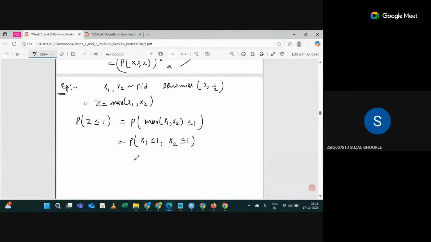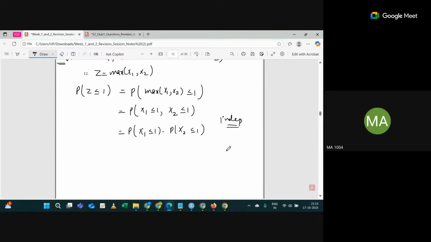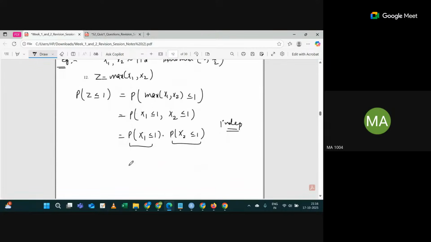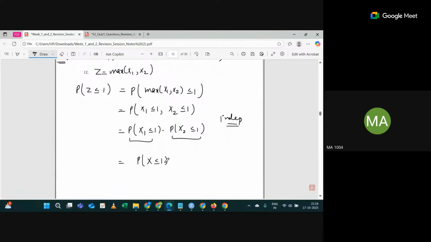I can write probability x1 less than or equal to 1 times probability x2 less than or equal to 1, because these two are independent. Since these two are IID also, if you calculate probability x1 is less or equal to 1 from the binomial, both will give you the same answer. So at the end, this will be the same as probability x is less or equal to 1 times probability x is less or equal to 1, so I can write probability x is less or equal to 1, whole square.